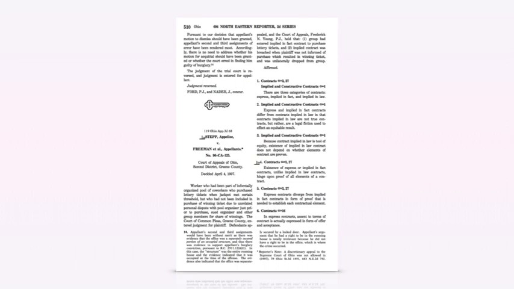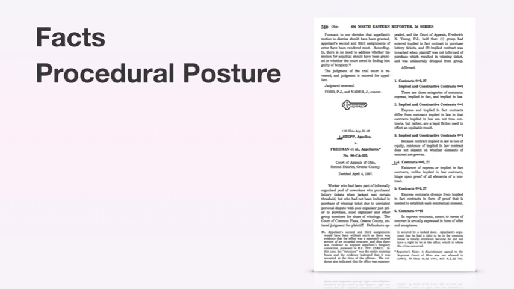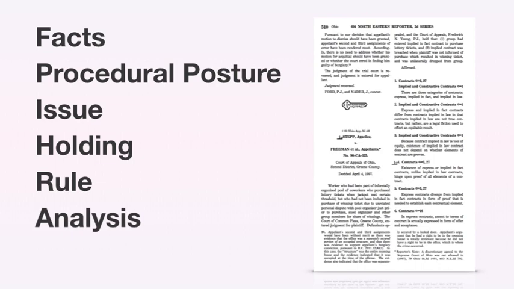And now we get to the format of the typical opinion. Keep in mind that individual judges may order the elements differently, and some judges may omit some elements entirely. But most judicial opinions contain the following elements: facts, procedural posture, issue, holding, rule, analysis, and outcome. Each of these elements will be covered in more depth in later videos, but what follows here is a brief introduction to each.